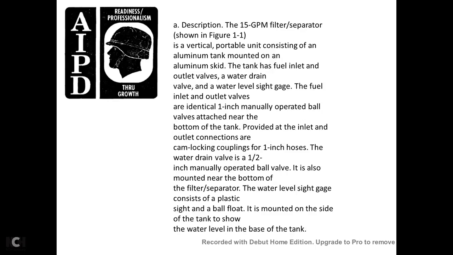The tank has a fuel inlet and outlet valve and a water drain valve with a water level sight gauge. The fuel inlet and outlet valves are identical, 1 inch, manually operated ball valves attached near the bottom of the tank, and provide cam locking couplings for a 1 inch hose. The water drain valve, also a 1 inch manually operated ball valve, is mounted near the bottom of the filter separator. The water level sight gauge, consisting of a plastic sight and a ball float, is mounted on the side of the tank to show the water level in the base of the tank.